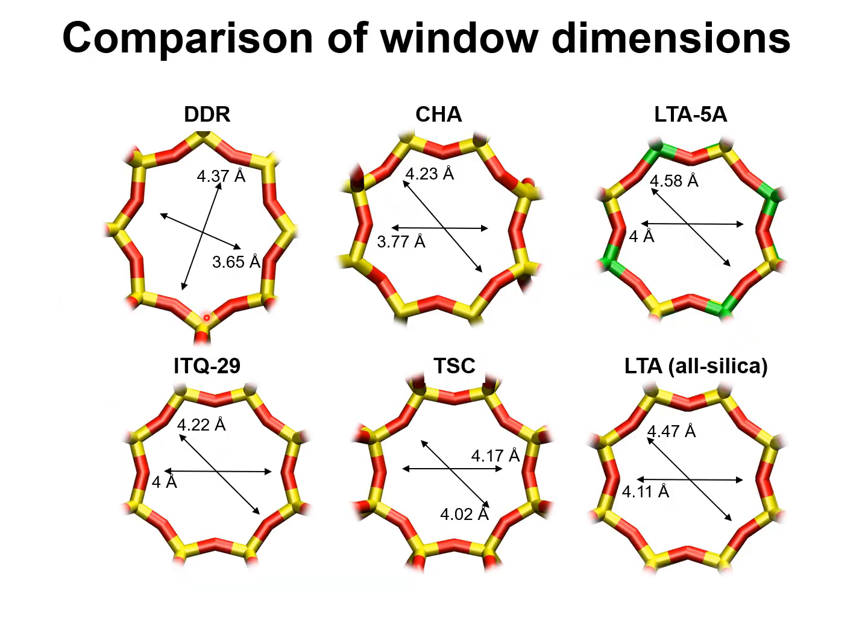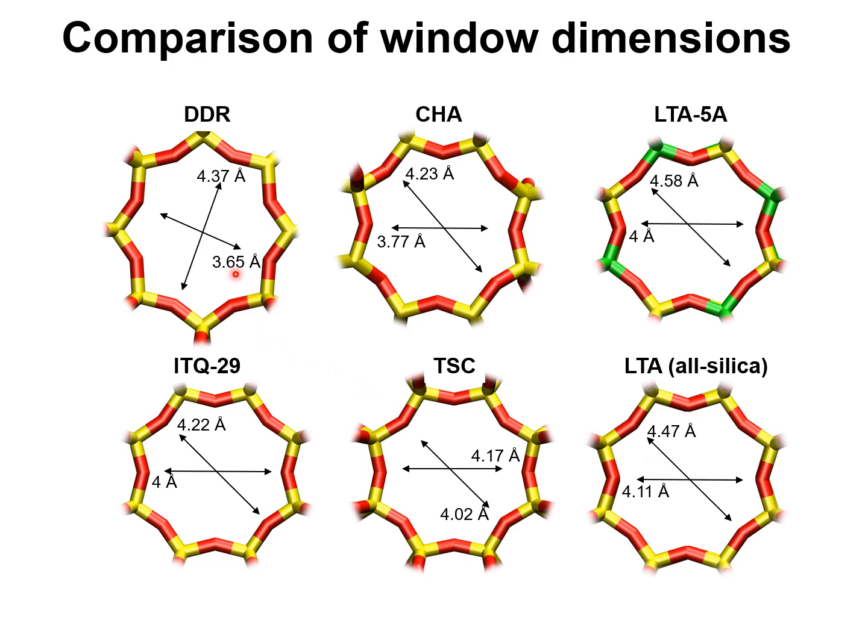This slide compares the window dimensions for cage type zeolites. We will see later that the minimum size of the window aperture in each case is relevant when comparing the diffusivities of guest molecules inside these structures.